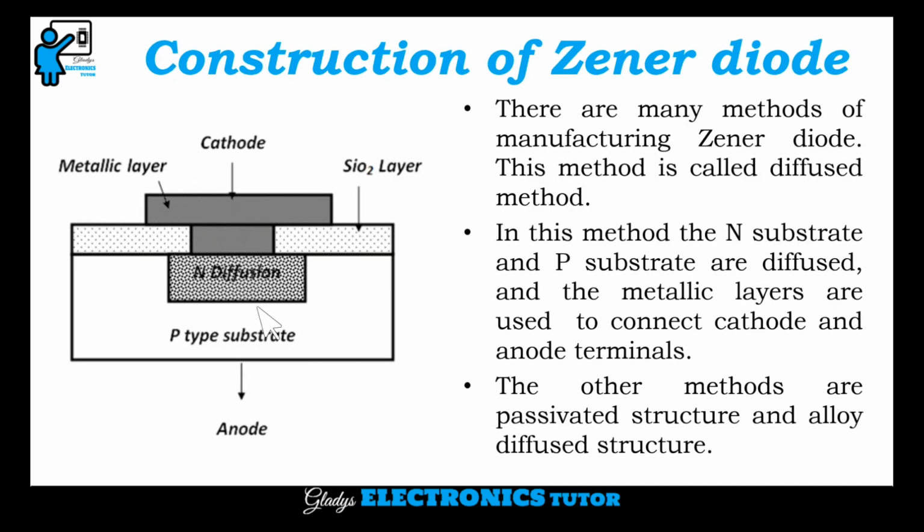This is the construction of Zener diode. There are many methods of manufacturing Zener diode. This method is called diffused method. In this method, the N substrate and P substrate are diffused and the metallic layers are used to connect the cathode and anode terminals. The other methods are passivated structure and alloy diffused structure.